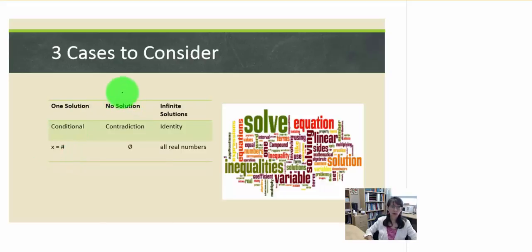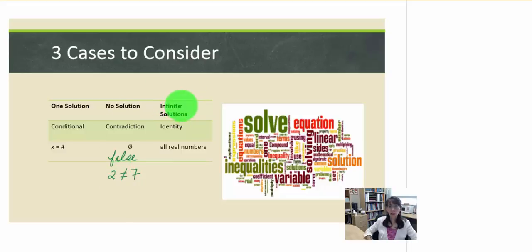Another case where there's no solution at all is called a contradiction, and we'll end up with some statement that is false, something like 2 equals 7. Well, we know 2 does not equal 7, so if we end up with something like that today, we just know that means there is no solution to that equation.